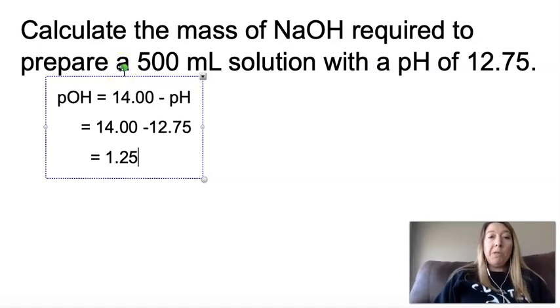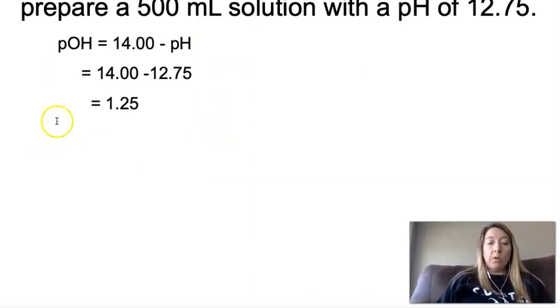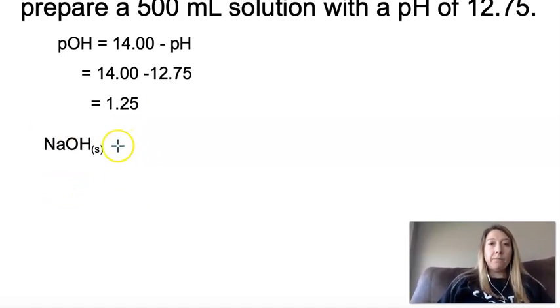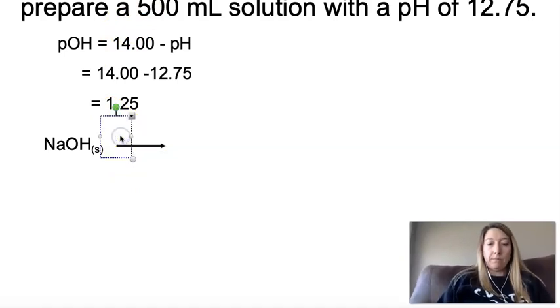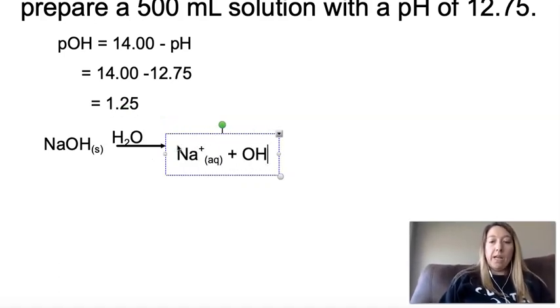So what we can do with pOH, like we did in the last question, is calculate the concentration of hydroxide. Again, we can set up our dissociation equation. So NaOH, I'm going to start it as a solid because we're looking for a mass of it, and this is going into water. And then this is going to give us a sodium ion as well as a hydroxide ion.